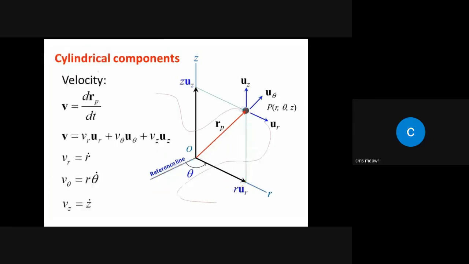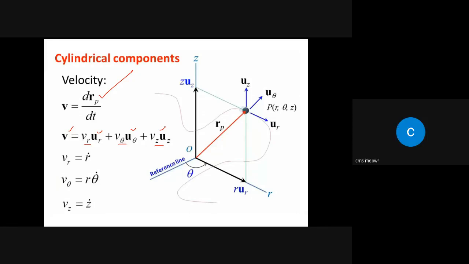So the position vector or the change in position in case of cylindrical component, let it be drp. The instantaneous velocity will be given by this equation. If you want to write down velocity in terms of its components, how many components will it have? Three: one along r, one along theta, and one along z. So this is along r, this is along theta, and this is along z. Now what are ur, u theta, and uz? These are the unit vectors, and they have the same magnitude.